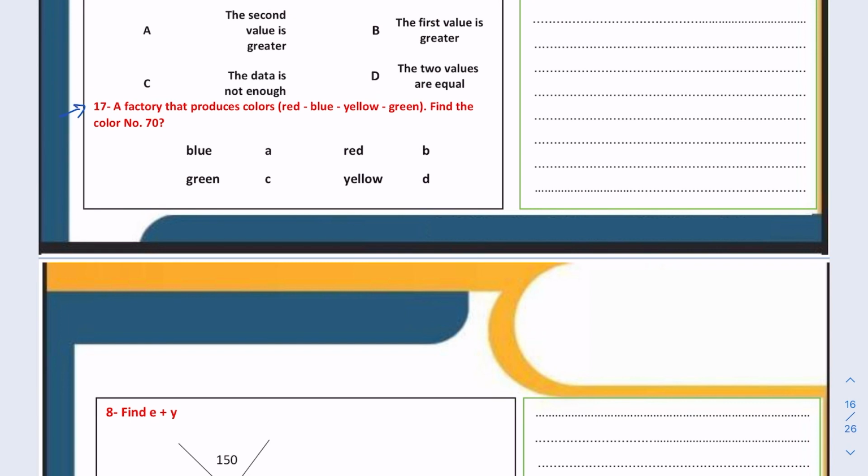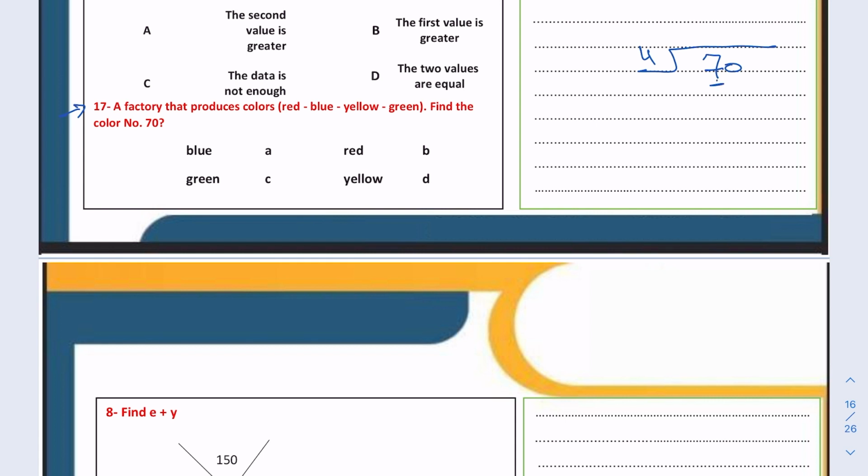Let's complete question number 17. We have a factory that produces colors, which is red, blue, yellow, green. Find the color number 70. In this type of questions, I will divide 70, but I will divide 70 by what? By 4, because I have 4 types. So I will divide 70 by 4.